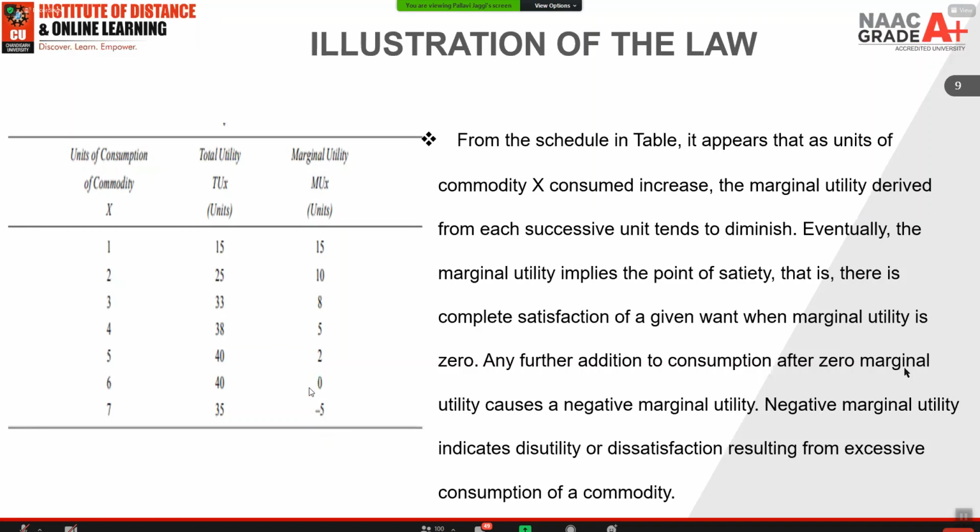So negative marginal utility indicates what? Dissatisfaction arising out of excessive consumption of any commodity, right? So this was the illustration of the law of diminishing marginal utility.